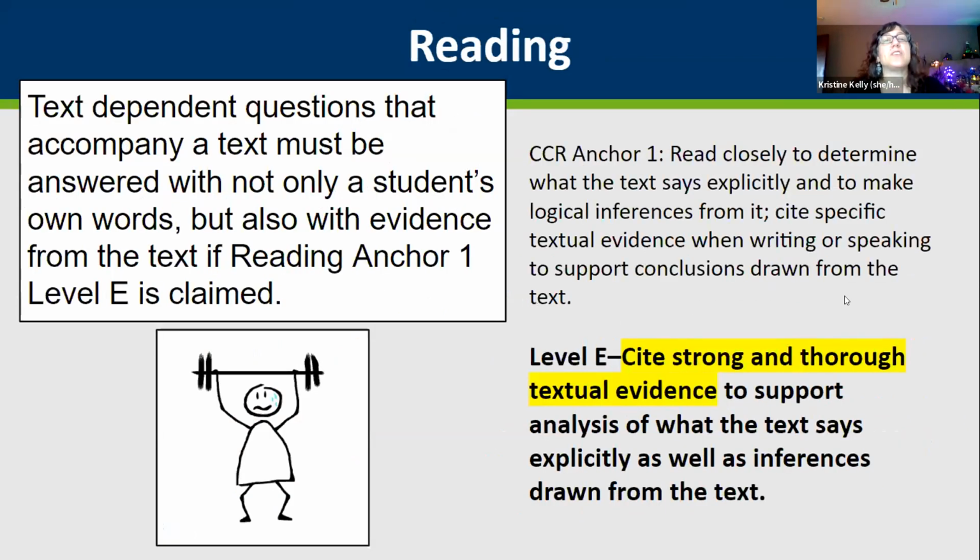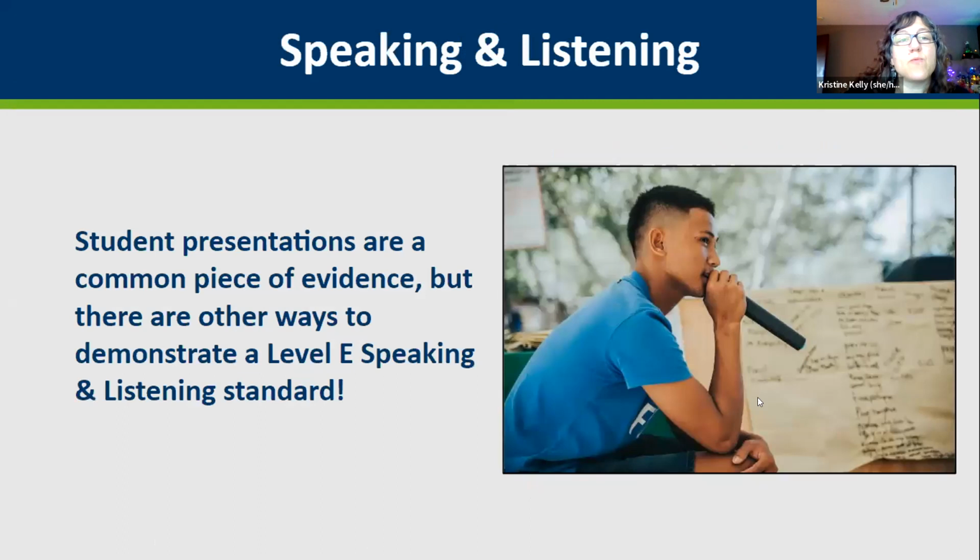But text-dependent questions that accompany the text need to be in a student's words, but also with evidence. If reading anchor 1 is claimed, students have to cite strong and thorough textual evidence. The answers need to show evidence of thought and analysis. So make sure that students are fully answering those questions and demonstrating the level that they need of evidence and answer and analysis. Speaking and listening is our last one here.